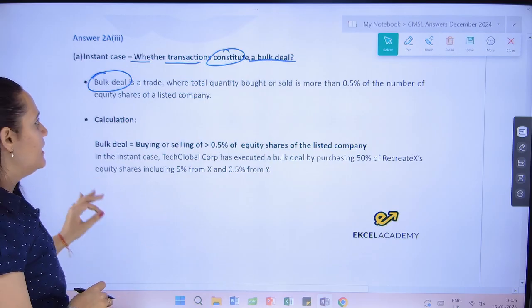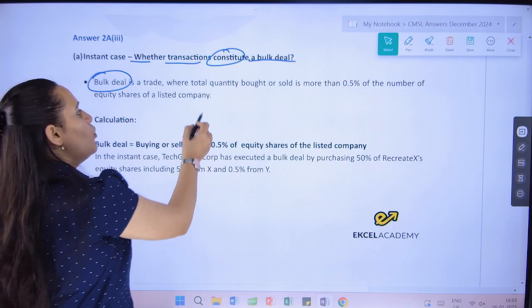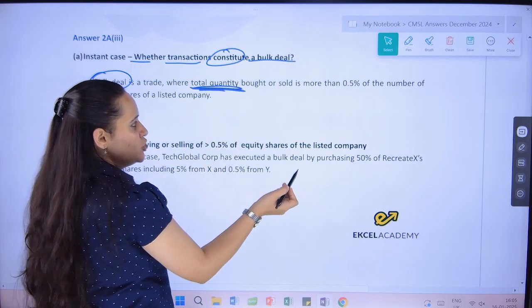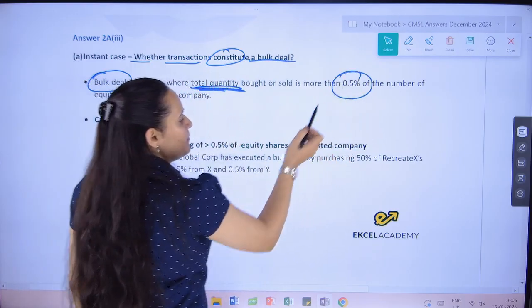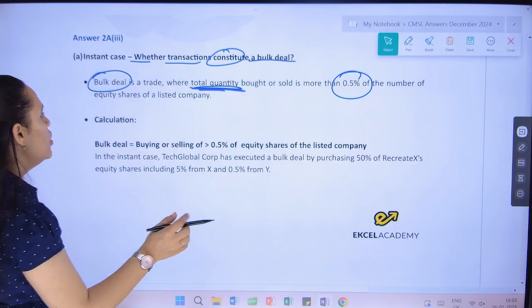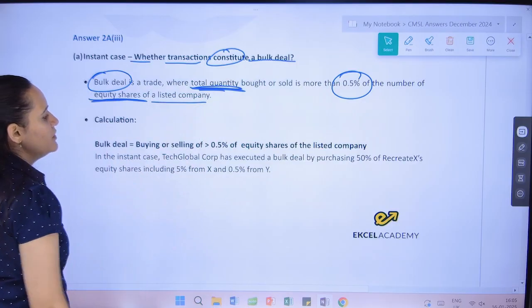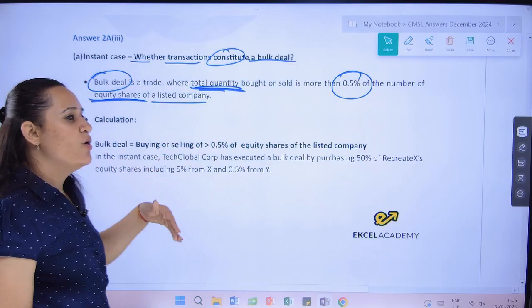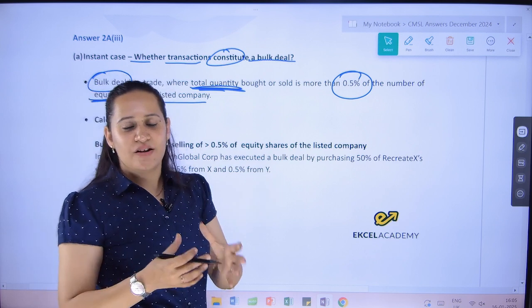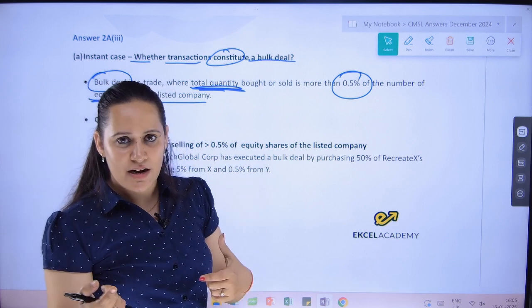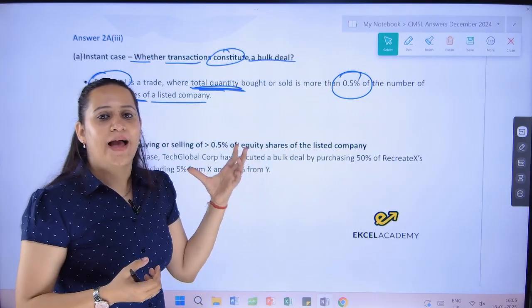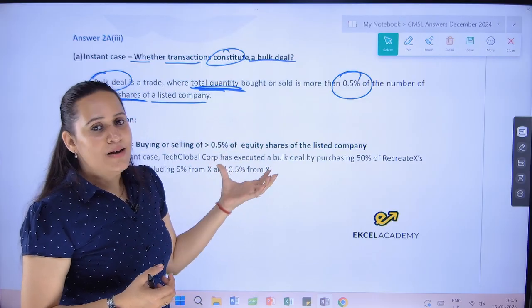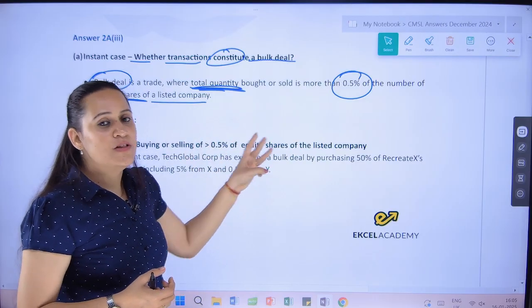A bulk deal is a deal where, in a particular trade, the total quantity bought or sold is more than 0.5% of the total number of equity shares of the listed company. In this case, they already told us that the 2 companies have entered into a bulk transaction. So there is no second thought. You can say that yes, they have entered into a bulk deal out of the 3 transactions.